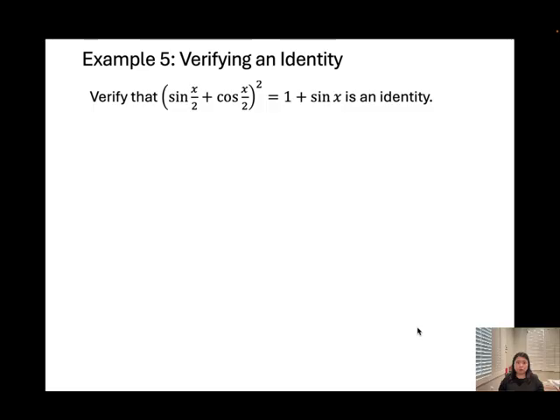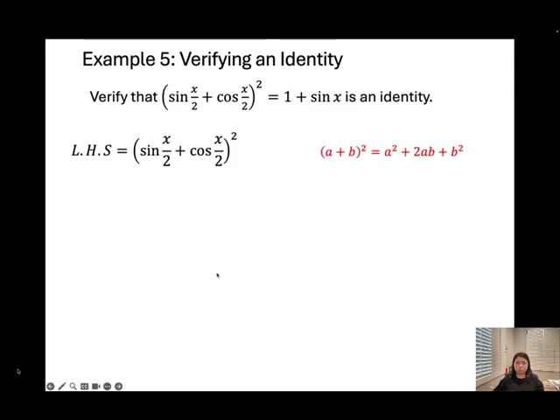Example 5. Verify this identity. We always start with the complicated part, right? Let's start with the left-hand side. I want you to try to use this formula to expand it. That will be (A plus B) squared equal to A squared plus 2AB plus B squared. Try.